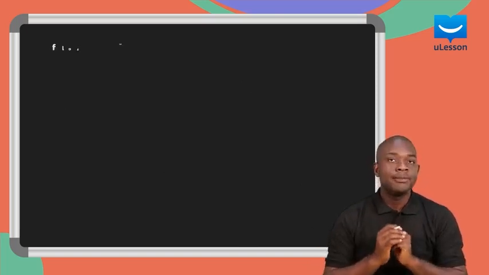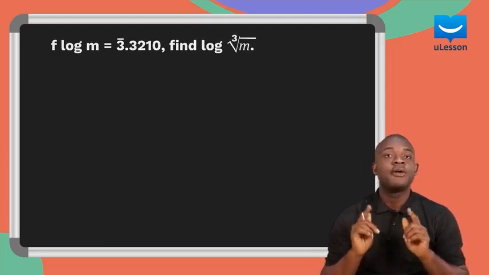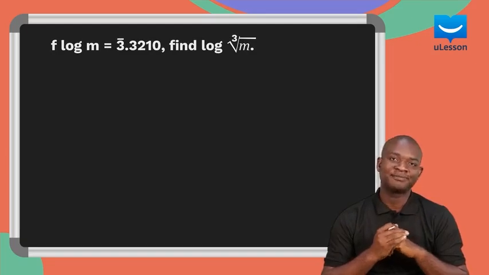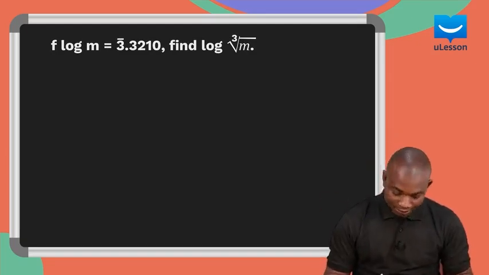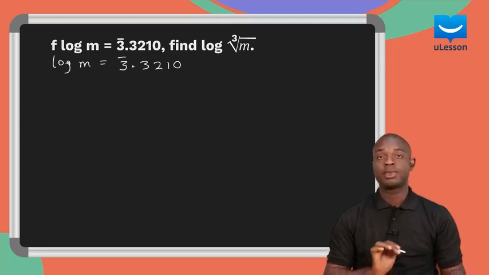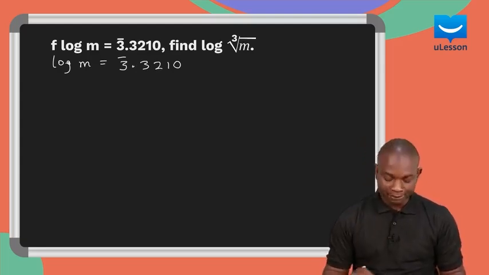Now let's take our last example for this lesson. If log m is equal to bar 3.3210, find the logarithm of the cube root of m. Alright, so we have log m equal to bar 3.3210, and we are to find the log of the cube root of m.